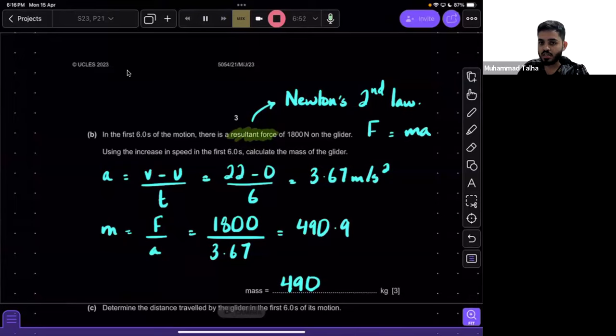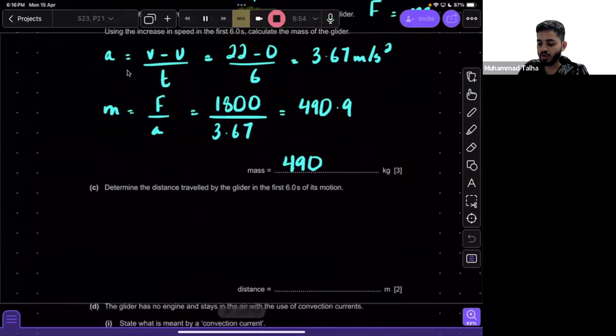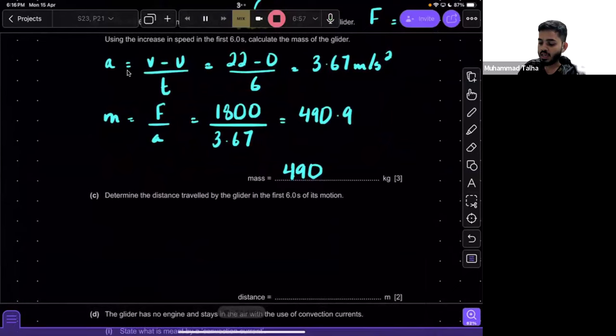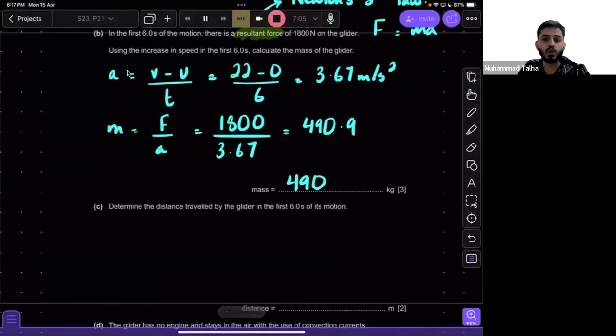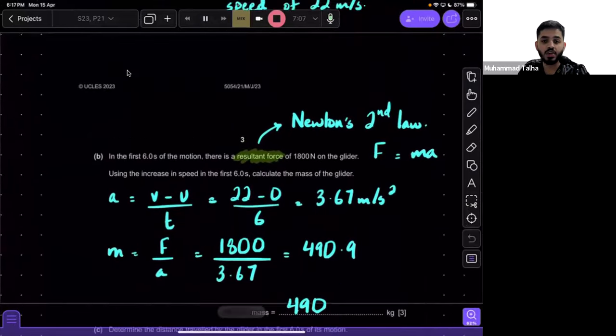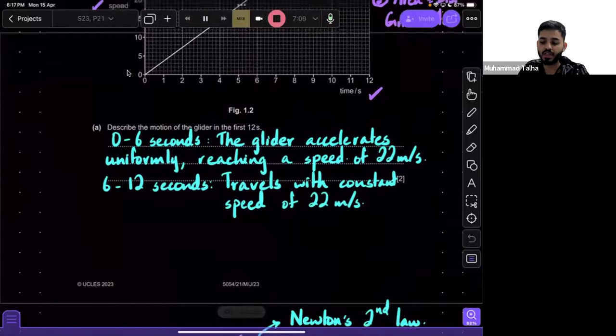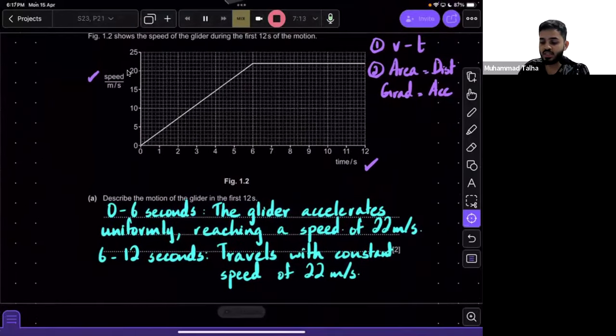So this part is pretty straightforward again. Let me know if you have questions in the chat. Part C, determine the distance traveled by the glider in the first 6 seconds of its motion. Now, in doing the part that we just did, part B, we used the idea that the gradient of a speed time graph is acceleration. So we used this feature here. Now, since we need the distance, we'll use the area, right? So we need to find the area under the graph for this first 6 seconds, because that's the distance that we need.